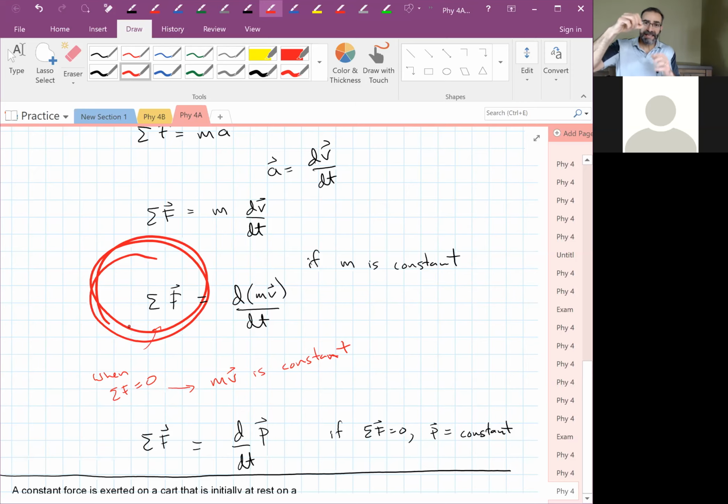So how do I get rid of the net force? I have to include the Earth in my system. If I include the Earth in my system, then the Earth pulls on the ball and the ball pulls on the Earth. Those internal forces cancel out. Now I have no net force acting. I can use momentum conservation.